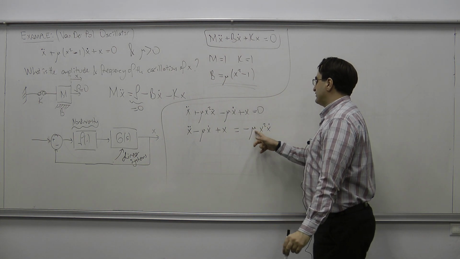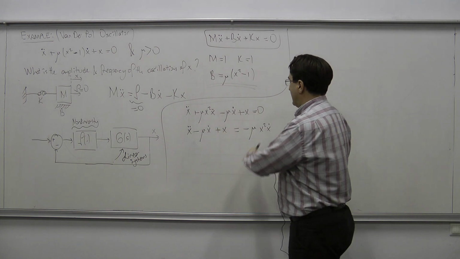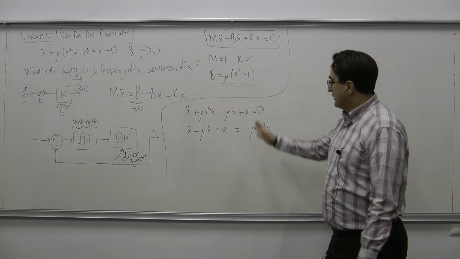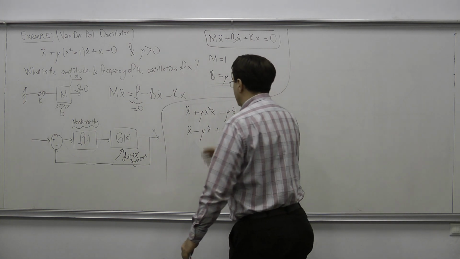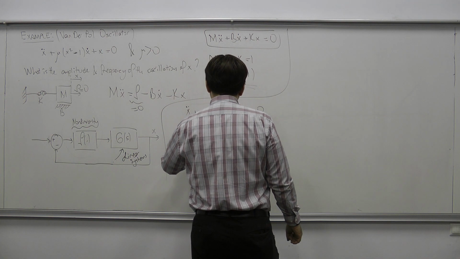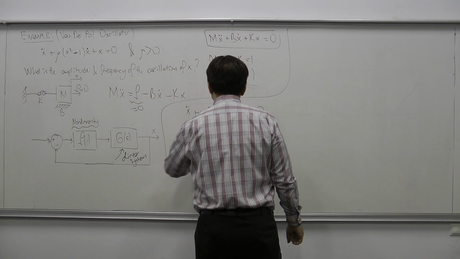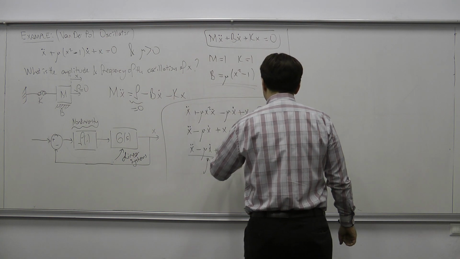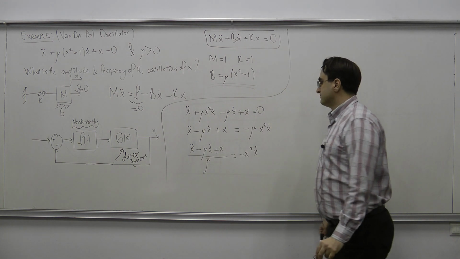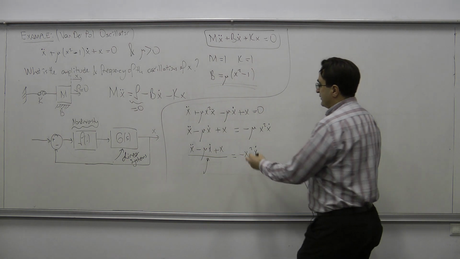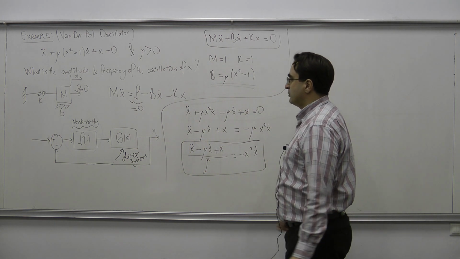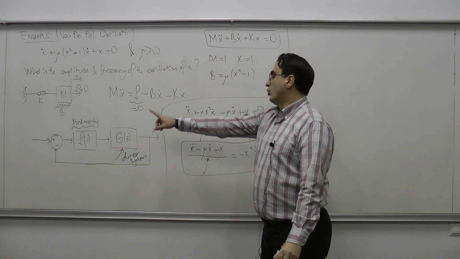Now I will just take this mu to the other side as well, because it's just a scalar multiplication. It's also a linear operator. So I will also take it to the other side. So x double dot minus mu x dot plus x divided by mu is equal to minus x square x dot. So this is a fundamental equation that I can use to actually form that type of block diagram.